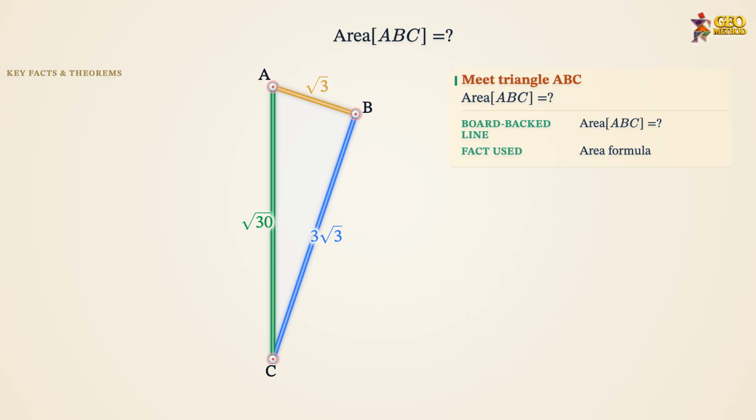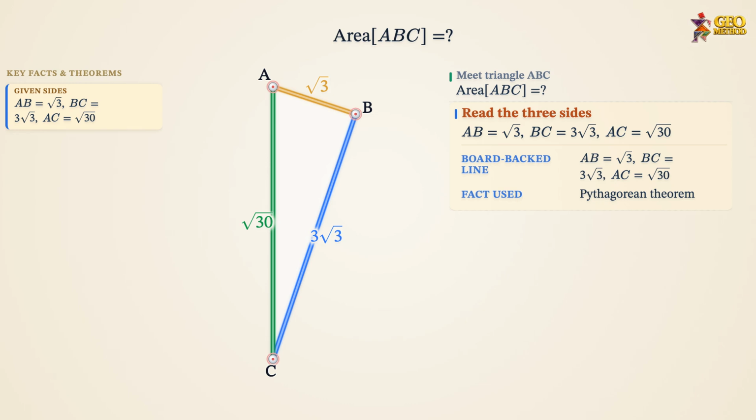Here is triangle ABC, drawn with vertices A, B, and C. We are told all three side lengths, and our goal is the area of the whole region ABC. Side AB is the square root of 3. Side BC is 3 times the square root of 3. Side AC is the square root of 30. Every side is written as a radical.